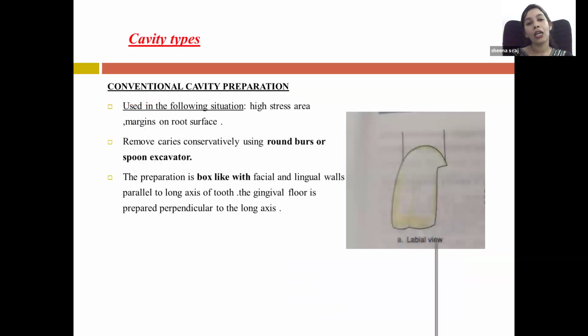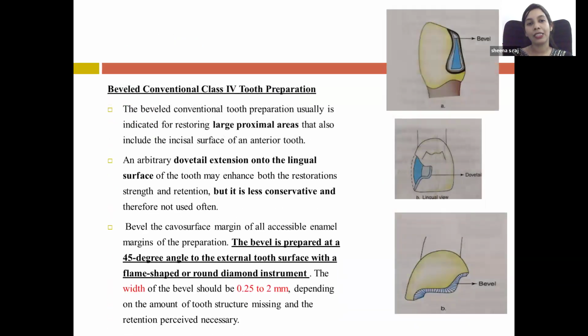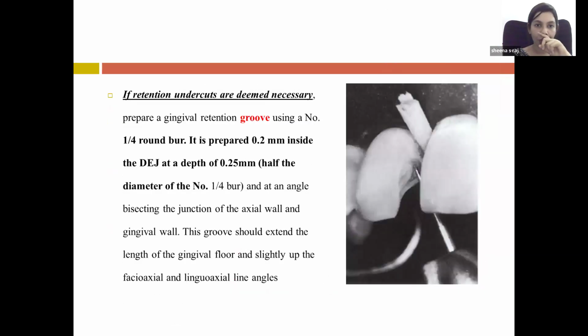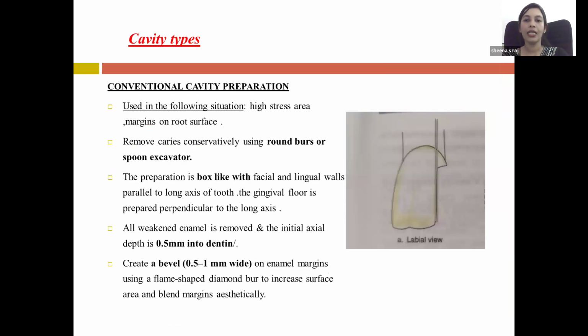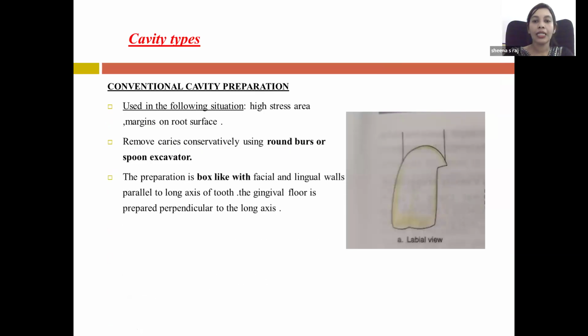So cavities are normally of three important types: conventional cavity, beveled conventional cavity, and one more is the modified class 4 tooth preparation. This has been taken from Sturdevant's. So the conventional cavity is used in the following situation, as you can see in the image, a very high stressed area, and we remove caries with the help of a round burr or a spoon excavator. The preparation is a box-like cavity, you can see, with the facial and lingual walls parallel to the long axis and the gingival floor perpendicular to the long axis. So that is very important.